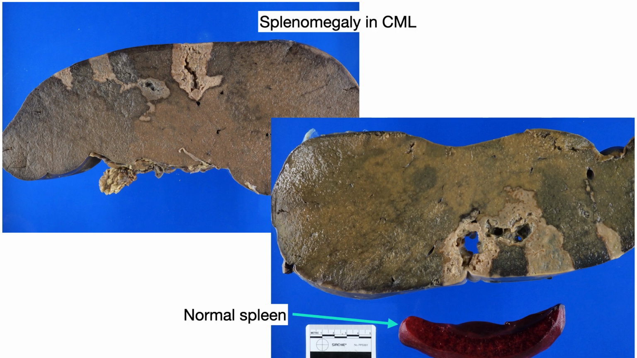So to the top left, this is splenomegaly, but without a ruler, it probably doesn't mean much. So the bottom right is the same spleen, and the cross-section there is a normal spleen.